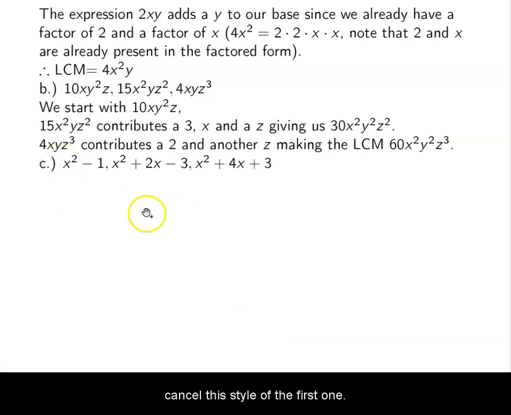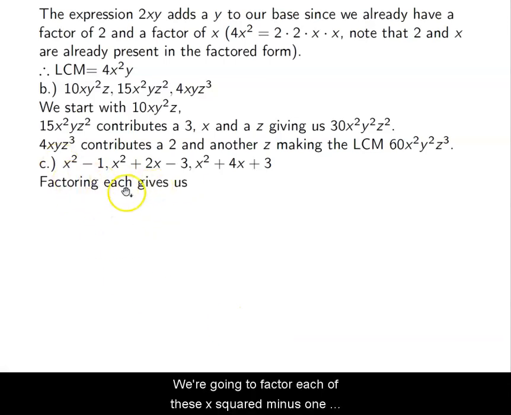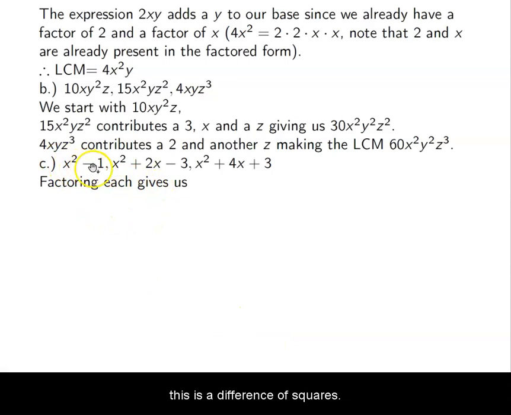Okay, so let's start with the first one. We're going to factor each of these. x squared minus 1, this is a difference of squares. So that's going to give me x plus 1, x minus 1.